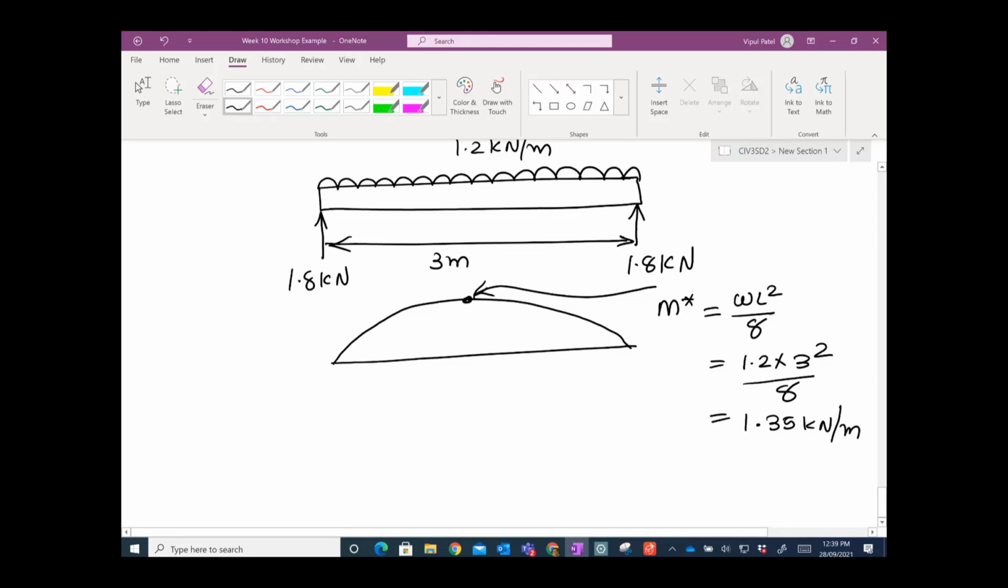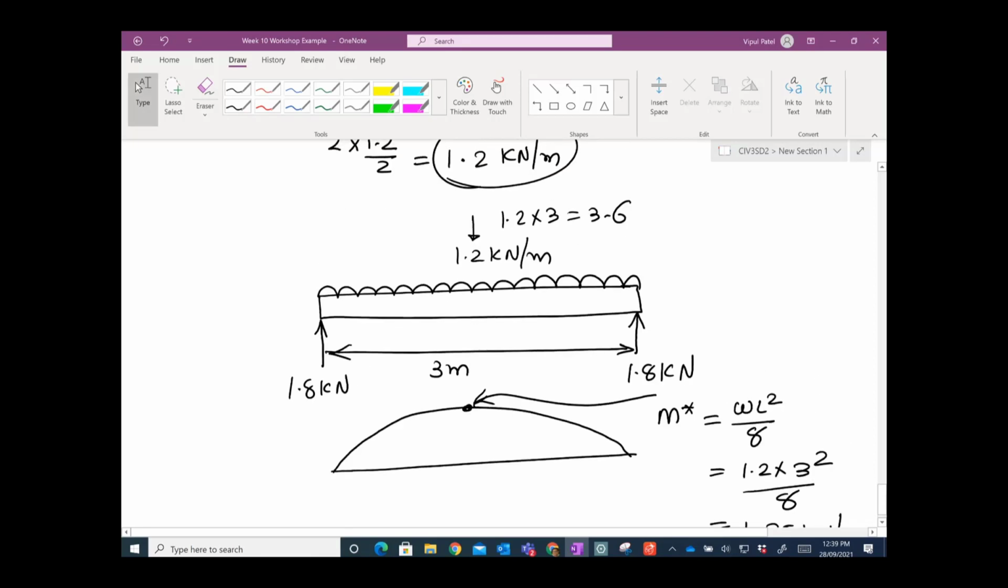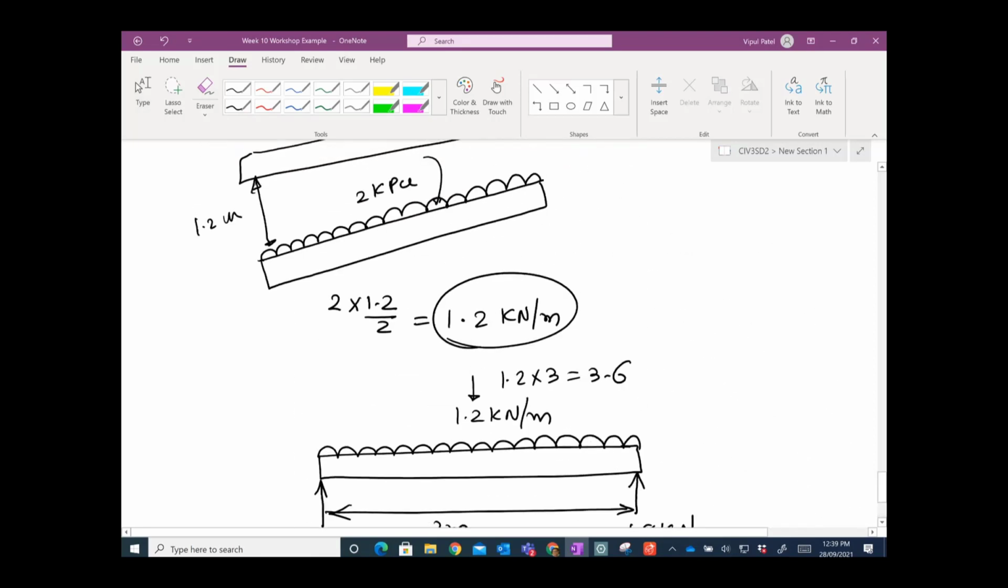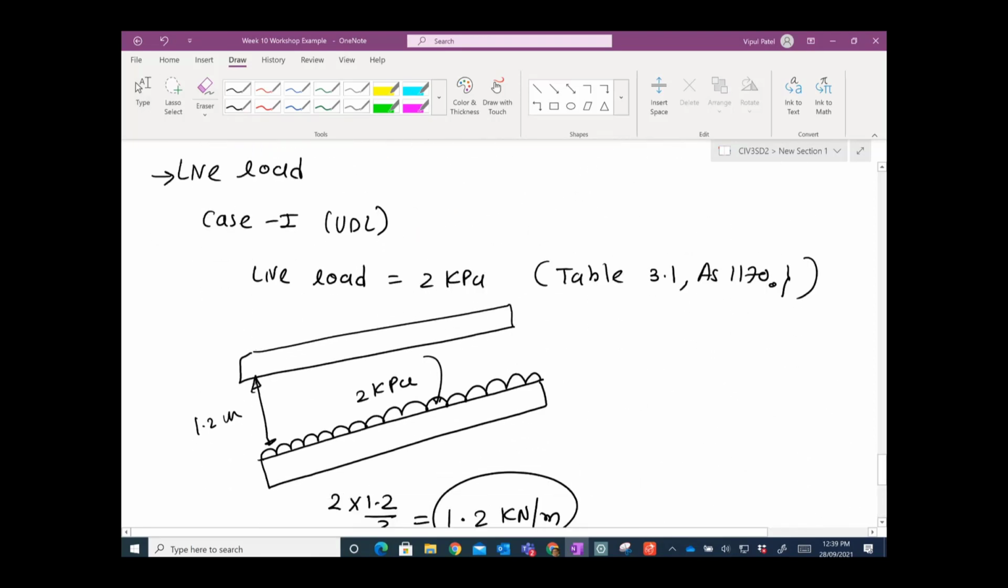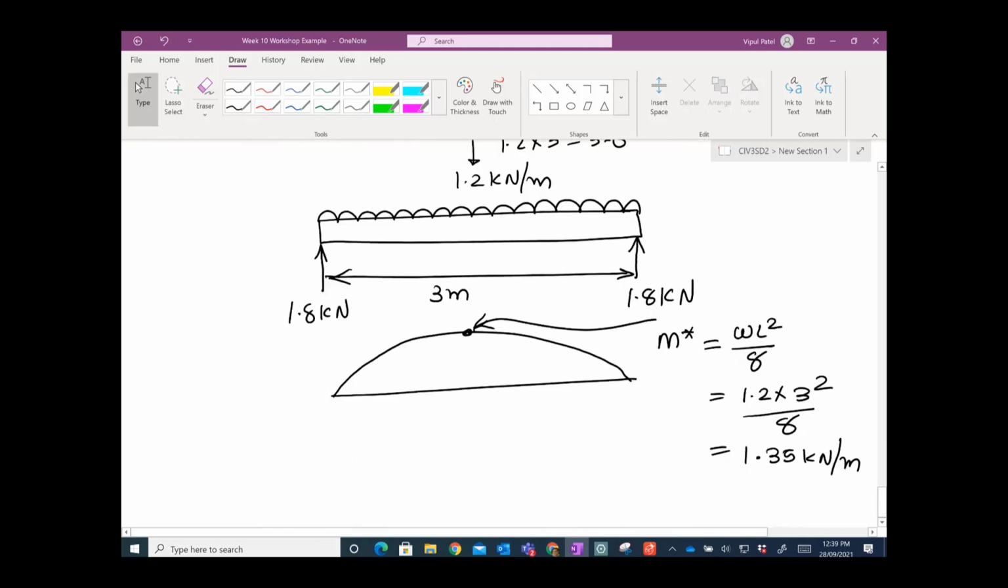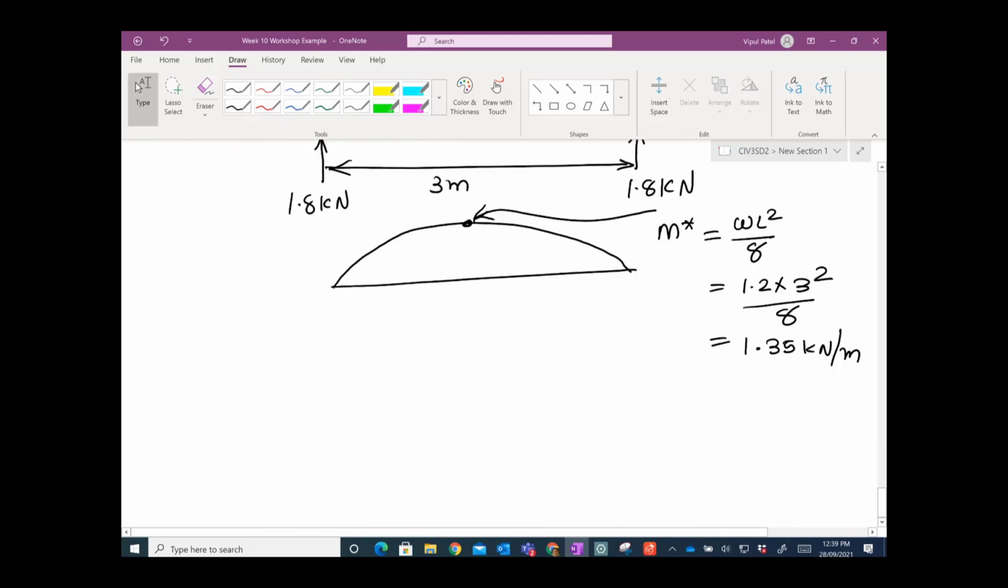So I think that is the design moment due to the first case, load case number 1, where you have 2 kilopascals load applied. This is the design bending moment for case number 1.